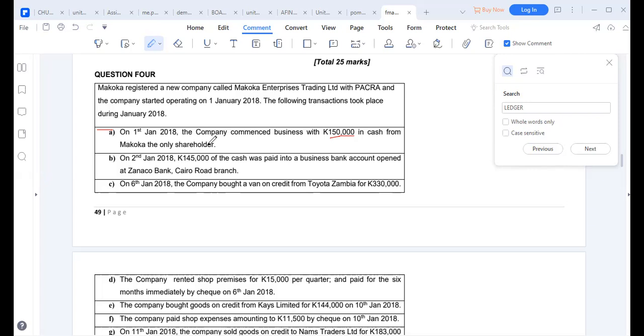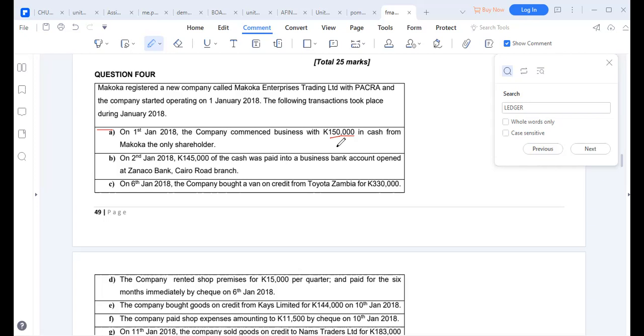What are the two accounts there? Let us assist each other there. What are the two accounts on that transaction? The company commenced business with 150,000 in cash from Makola, the only shareholder. What are the two accounts there? We are now trying to do those three: one, identify the accounts; two, identify which account is the giver; three, which one will be debited and which one will be credited.